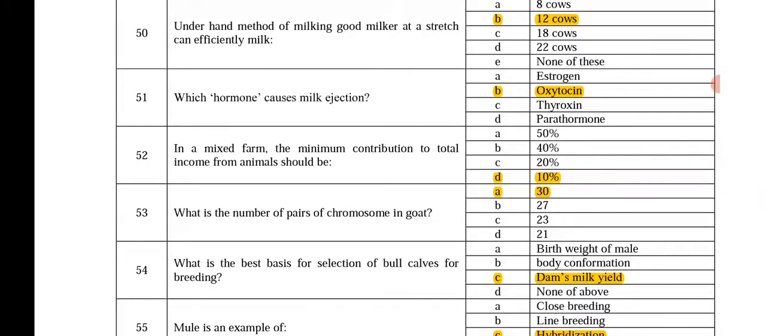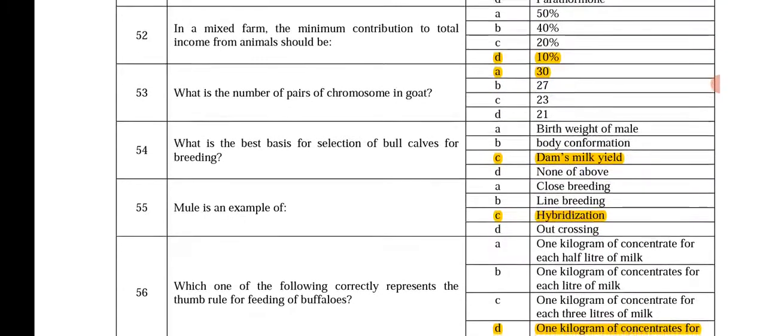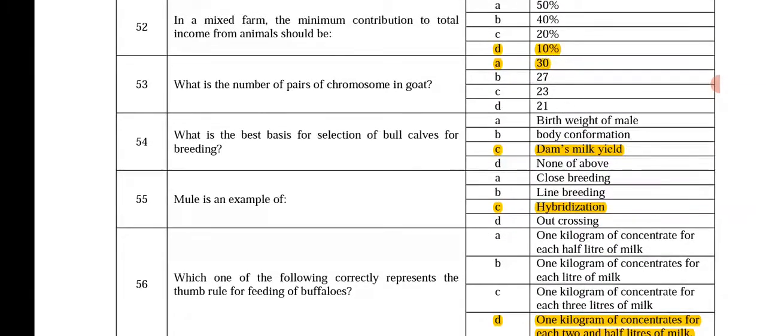In a mixed farm, the minimum contribution of total income from animals should be 10%. What is the number of pairs of chromosome in goat? 30. What is the best basis for selection of bull cows for breeding? Dams' milk yield. Mule is an example of hybridization.